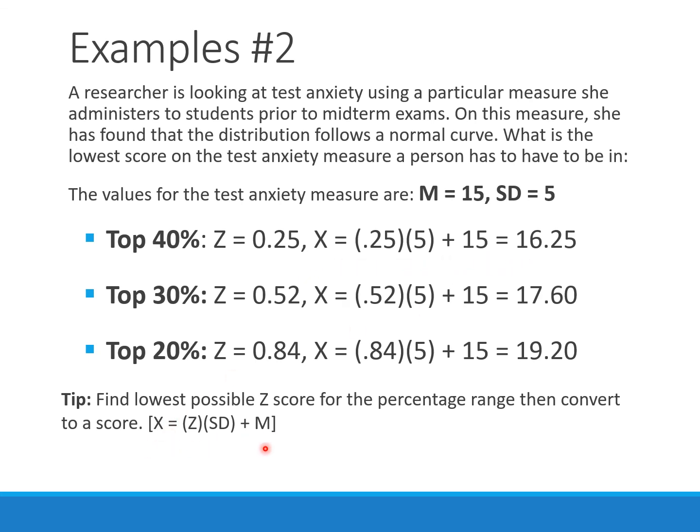Okay, so I calculate the score using our formula. Here's our formula right here. Z times the standard deviation plus the mean. And that gives a score on this measure of test anxiety. To be in the top 40% of students having test anxiety, they would need to score 16.25. Top 30%, 17.6. To be in the top 20%, a 19.2. Okay.